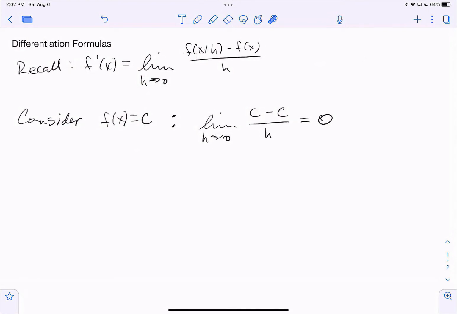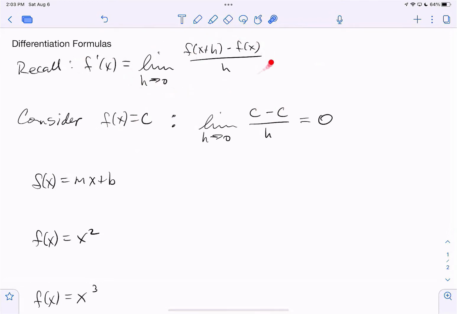Now, what about a linear function f of x equals mx plus b, or a quadratic function f of x equals x squared, or a cubing function f of x is equal to x cubed? What I'd like for you to do is use the definition of derivative to find the derivatives of each of these functions. Come back when you're done.